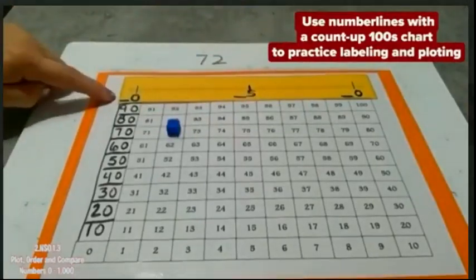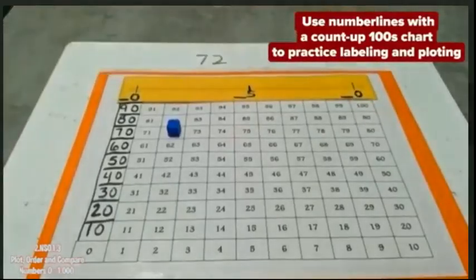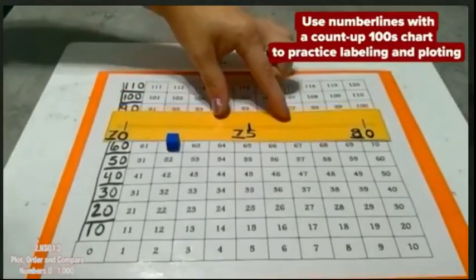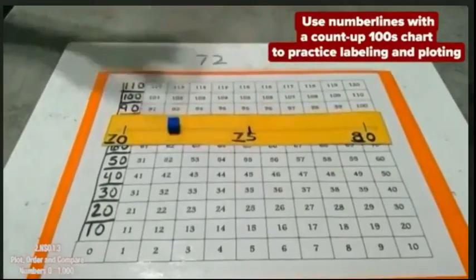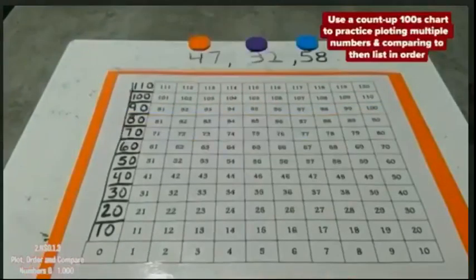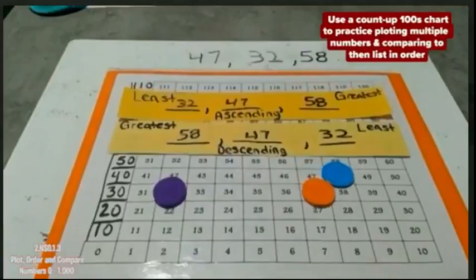Here we use a marker for them to find the number and then understand what number that number is between. So since 72 is between 70 and 80, students can then plot 72 onto the number line. Now giving them 3 numbers, we go over how to put numbers into ascending and descending order.